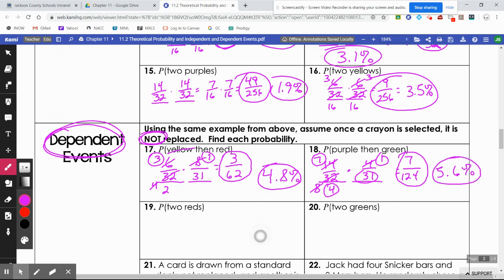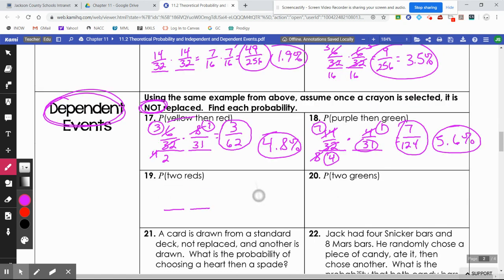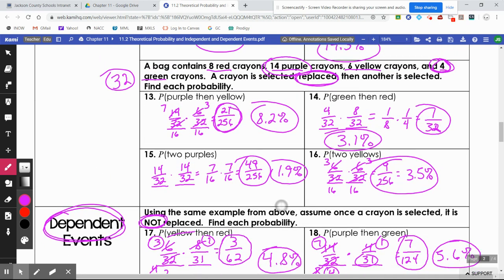Probability of 2 reds. Now this is getting a little bit more difficult. 2 reds, you got to be really careful here. There were a total of 8 reds out of the 32 crayons.